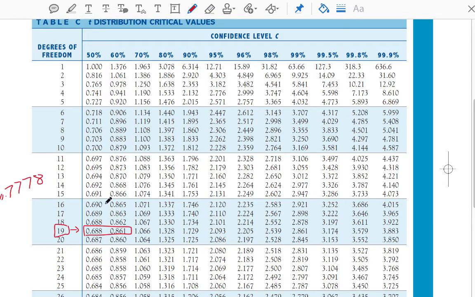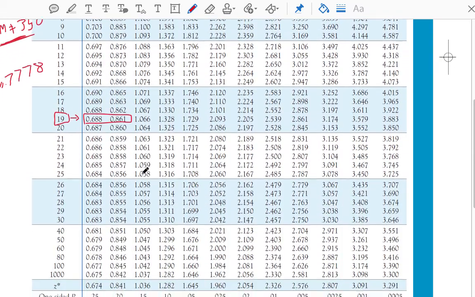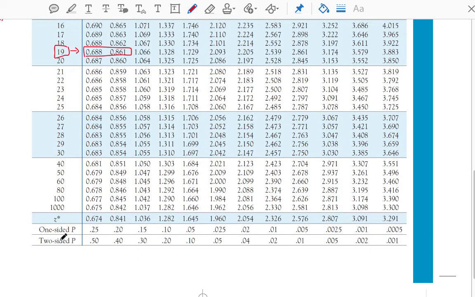Now we know our HA, the alternative hypothesis, was mu not equal to 350. Therefore, we know this is a two-tailed test. Now go to the bottom of the table and check the two-sided p-value. This row.